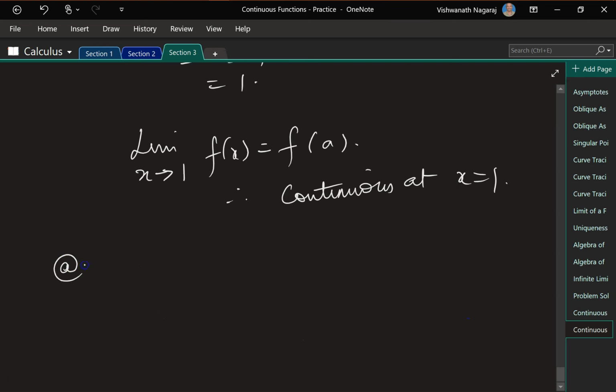Now the remaining one is at x equal to 2. That I will leave it to you for practice.